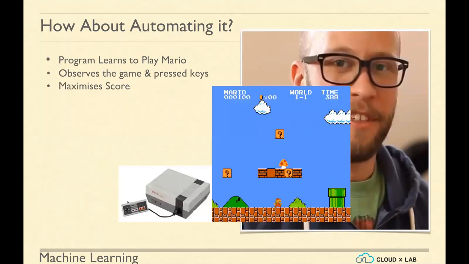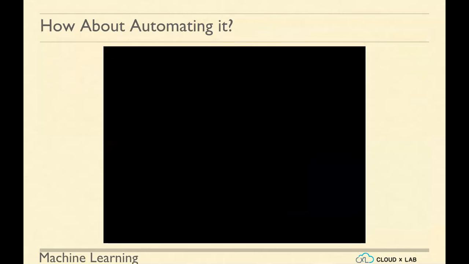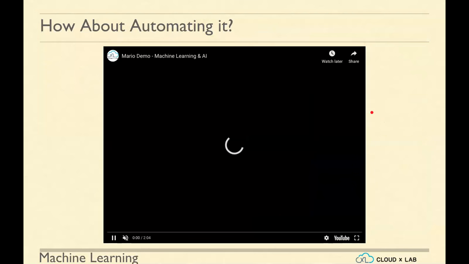It was something which was posted by Tom Seven long back, but there has been a lot of research in the domain since then, and there are many teams who have done it better, but we have just picked up that particular version. So it maximizes the score by observing the game and keeps on pressing the keys and figures out the meaning of playing the game. Let's take a look at it.